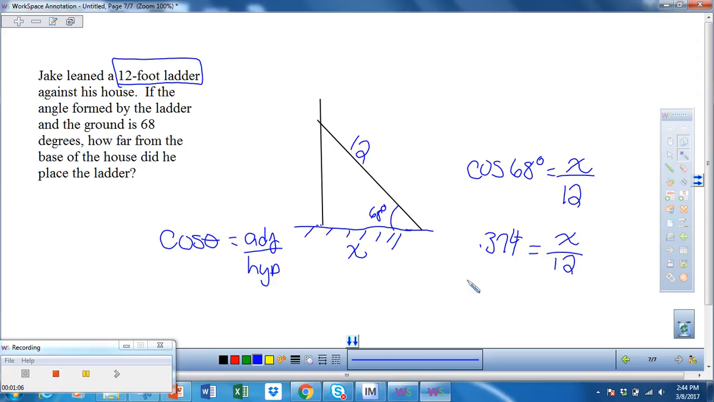I cross multiply. I get 12 times 0.374 is equal to x. And doing that on the calculator, I get 4.5. So 4.5 is equal to x. And so he's about 4.5 feet from the house.